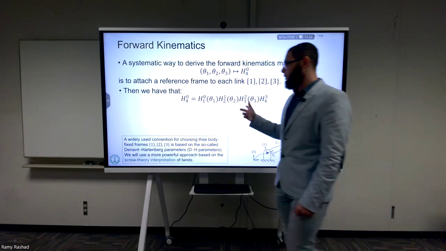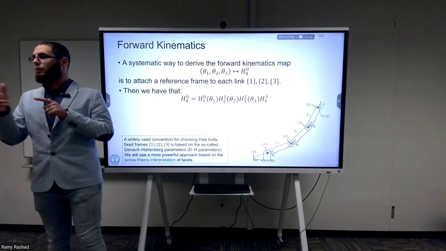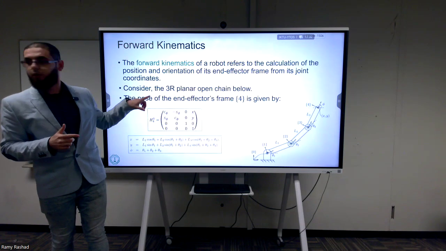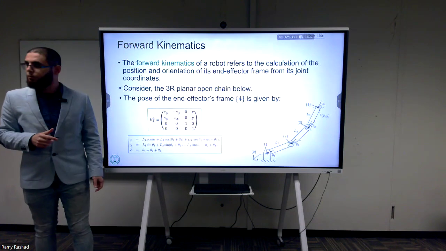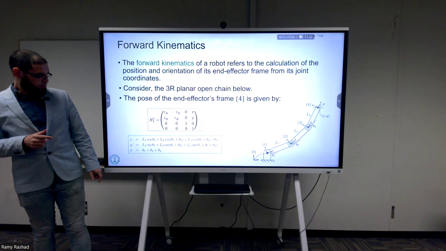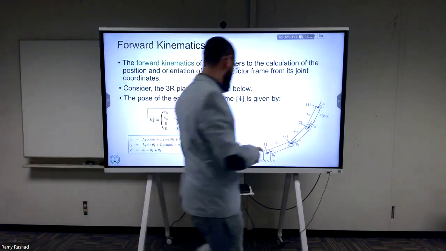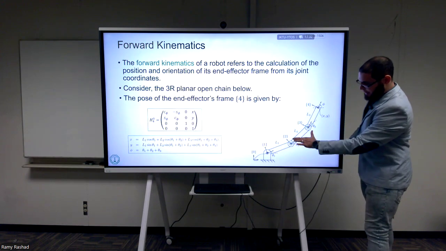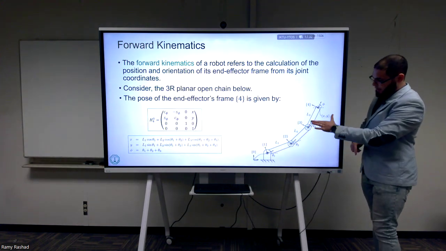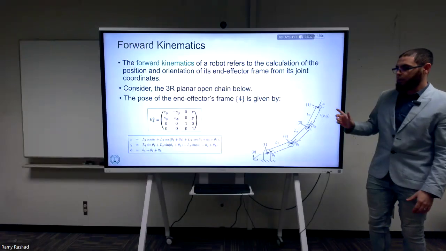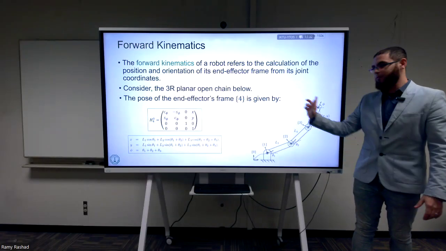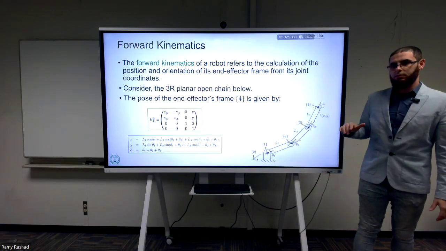A very famous way of, again, you have a question? On the other side, this one or the one before? Yeah. So x is L1 cosine this angle, L2 cosine this angle and that angle, L3 cosine this angle and this angle and this angle. Then you get this x expression, and the same for the y, but with sines instead of cosines.